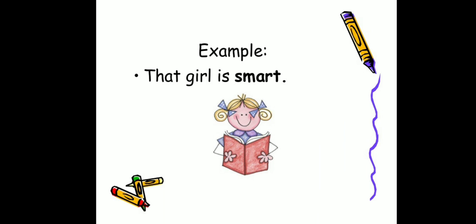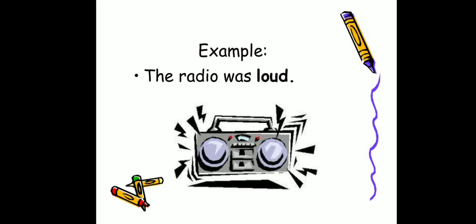Let us look at another example. That girl is smart. How is the girl? The girl is smart. Here the word smart is a positive adjective. How can we say that here it is a positive adjective? Because in this positive comparison, there is no comparison. It tells about that girl. How is the girl? Smart. Right. Now let us see another example. The radio was loud. How was the radio? Loud. Here the word loud is a positive adjective.